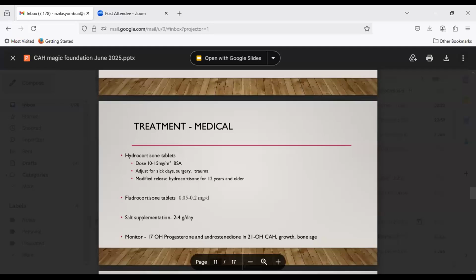Modified release hydrocortisone, or hydrocortisone mixed with long-acting steroids, may be used for the older children, especially when growth has been achieved. For the severe forms, we also use fludrocortisone, which is a mineralocorticoid, and salt supplementation. Usually, these may be required in the salt wasting forms earlier in life. As they grow older, usually the requirement for this is less, and hydrocortisone may suffice. For monitoring, 17-hydroxyprogesterone and androstenedione, if you're dealing with 21-hydroxylase deficiency CAH. Also, you need to monitor growth and bone age.